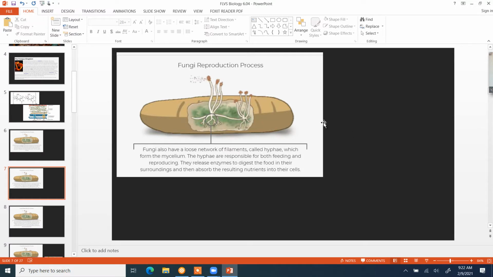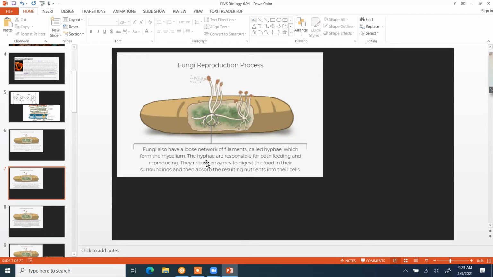All right. So fungi are mostly made up of a loose network of filaments called hyphae. We're going to take a look at a better picture later. But basically the main part of the fungus is made up of millions and millions of filaments, long pieces that group together to form something called mycelium. So mycelium is basically a whole bunch of hyphae, a whole bunch of these filaments, all grouped together.